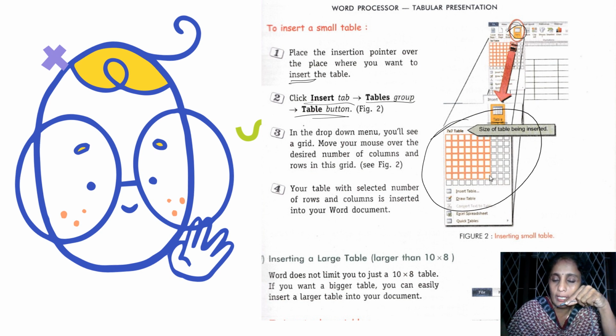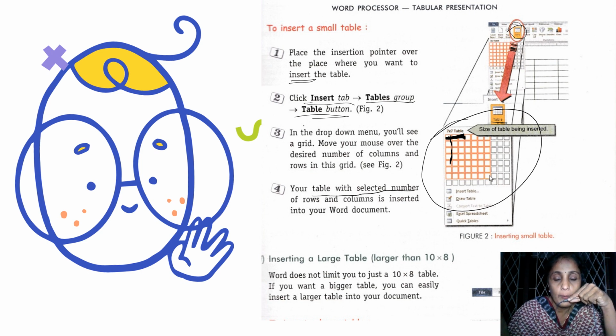If you want to select 3 rows and 5 columns, you can move your mouse over to 5 columns. Then select 3 rows, move the mouse to 3 rows, just drag, then you will get that table in the place where the cursor is placed in the document. That table will be inserted.